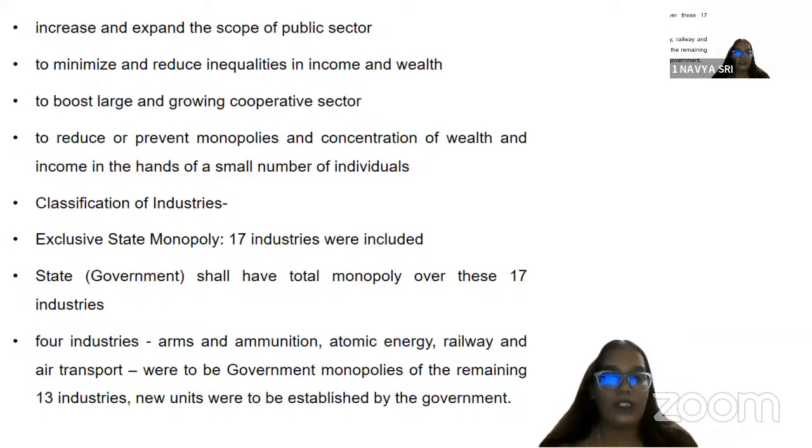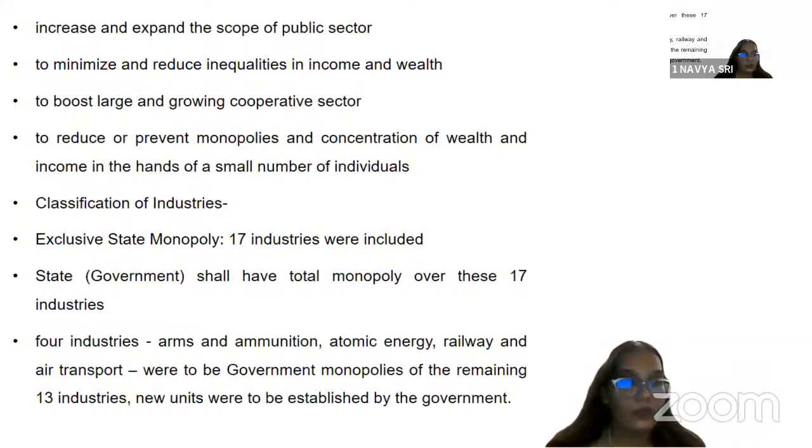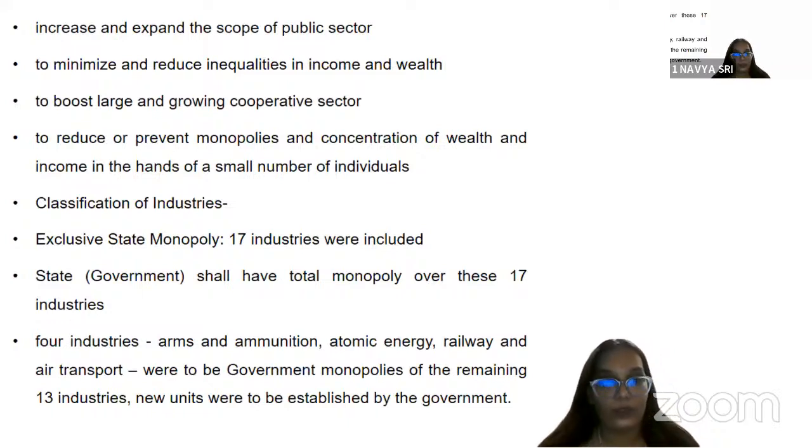Then to reduce monopolies and concentration of wealth and income in the hands of a small number of individuals. So they wanted it to be increased to a larger scale rather than making it only a smaller number of individuals. Then classification of industries. How do we classify these industries? So the state shall have total monopoly over these 17 industries. Okay, exclusive state monopoly. So 17 industries are only under state control, or they should be looked after by only the state.